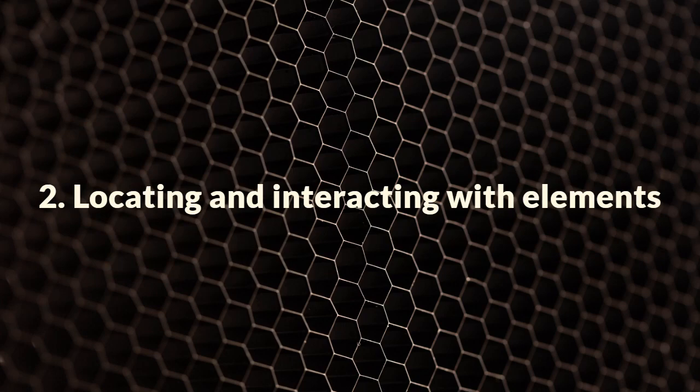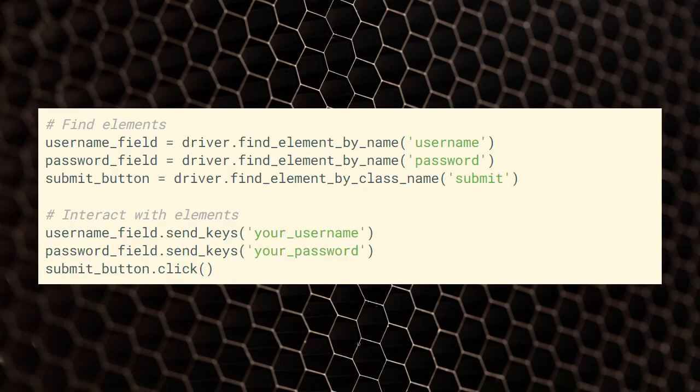Next, we'll learn how to find elements on the page and interact with them, such as filling out a form. To find elements on the page, we can use various methods provided by Selenium, such as find element by ID, find element by name, find element by class name, and more. Once we have found an element, we can interact with it using methods such as click, send keys, and submit. Let's see an example of filling out the form.